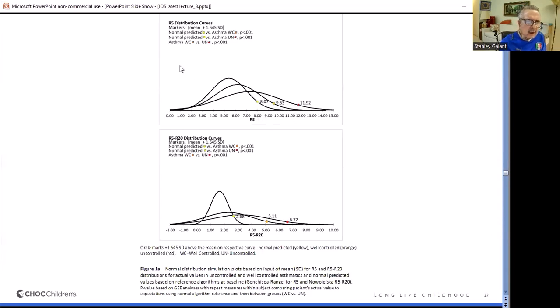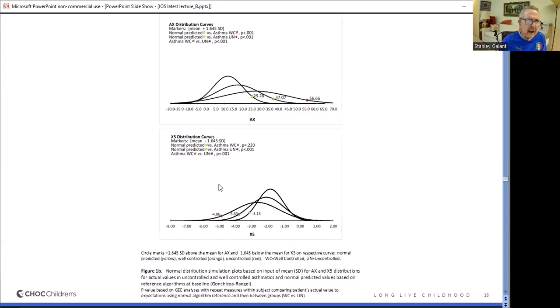This was for R5 minus R20, AX and X5. They show clear, statistically significant differences between normal patients, patients with well-controlled asthma, and uncontrolled asthma.